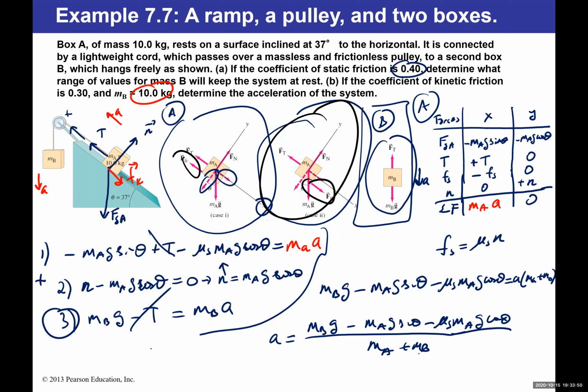Again, plug in all the values, we should get 0.78 meters per second squared. Try to do that on your own. You should be able to get this acceleration.